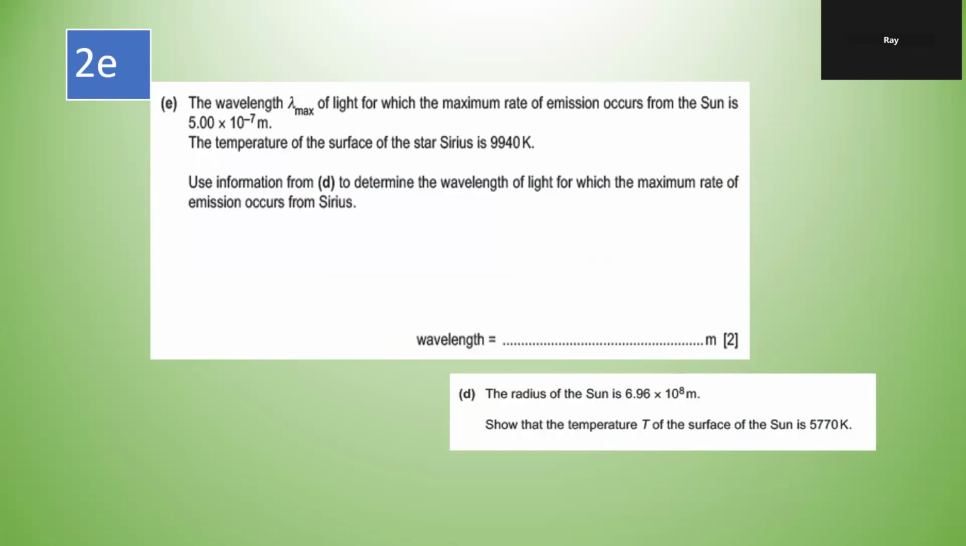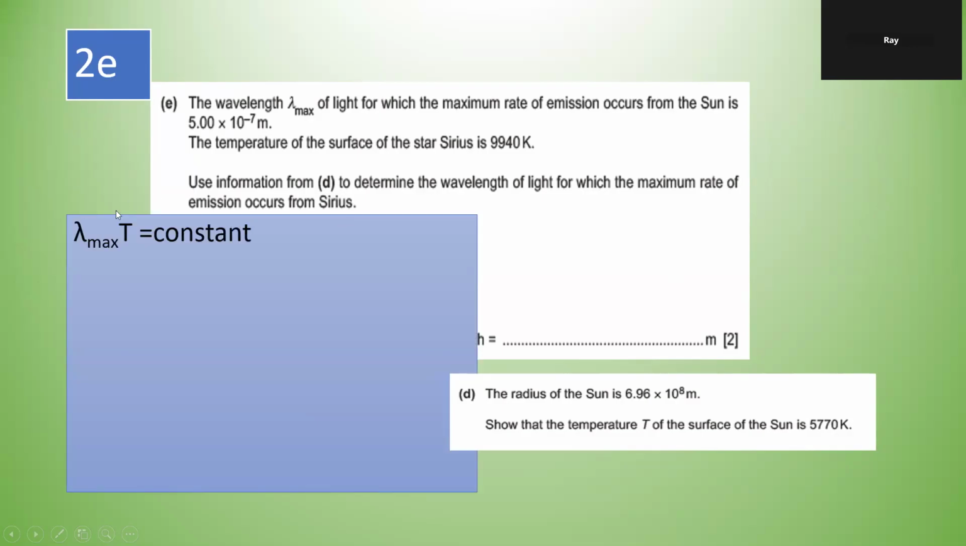Right? They try to cover all the syllabus, as I say. The wavelength lambda max of light from which maximum rate of emission occurs from the sun is 5 times 10 to the power minus 7 meter. Temperature of surface of Sirius is 9940 Kelvin. Use the information from D. Right? That's the information from D, to determine the wavelength of light for which maximum rate of emission occurs in Sirius.